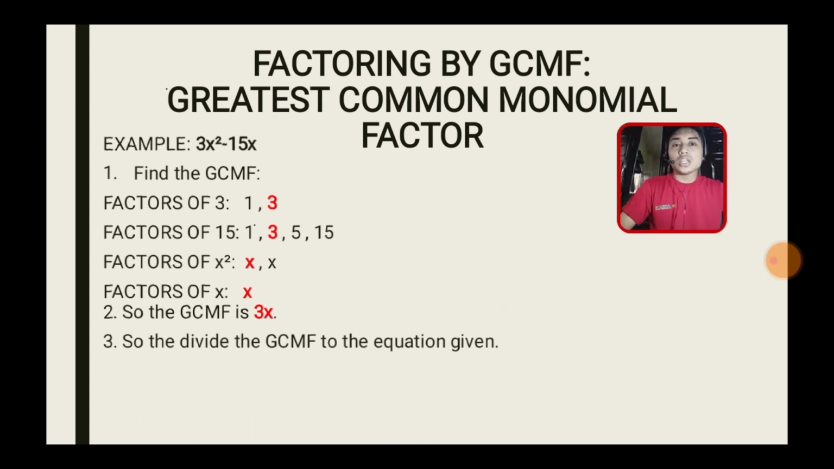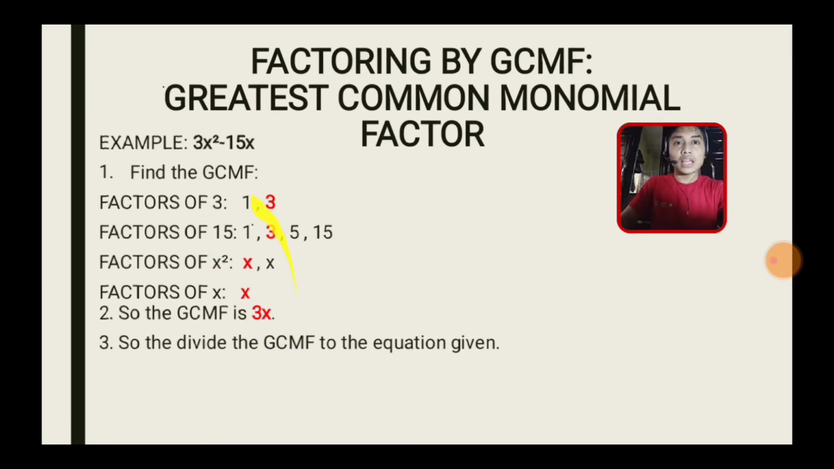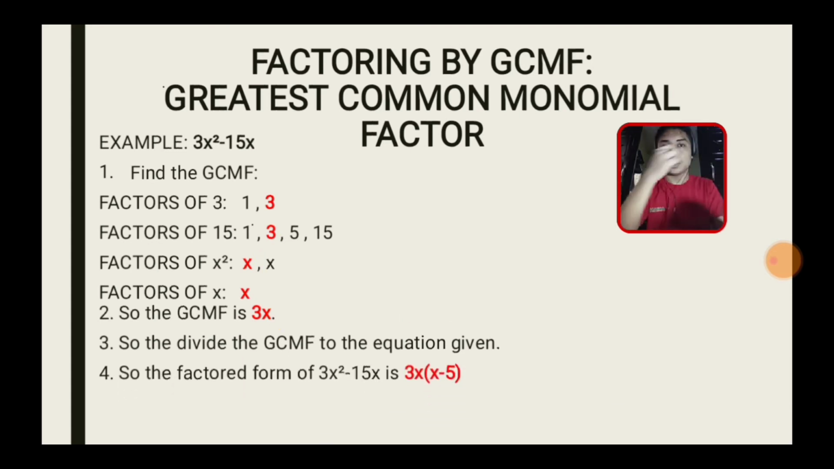So, sumunod. So, divide the GCMF to the equation given. So, 3x squared divided by 3x is equal to x. Then, negative 15x divided by 3x is equal to negative 5. So, the factored form of 3x squared minus 15x is 3x times x minus 5.